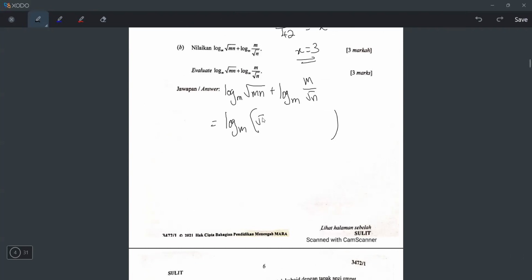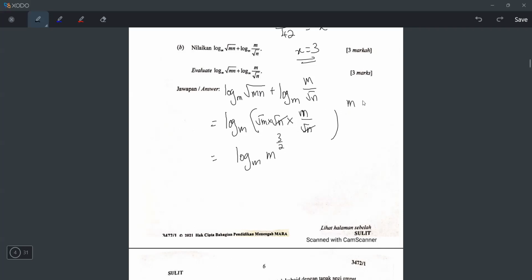Square root mn is actually square root m times with square root n, and then times again with the m over square root n. Why here I write times? Because plus, okay? Separate log plus, single log times, all right? That's why. And then I can see square root n, square root n can cancel, and then left with square root m times m. Okay, what is square root m times m? It's m power 3 over 2, all right?